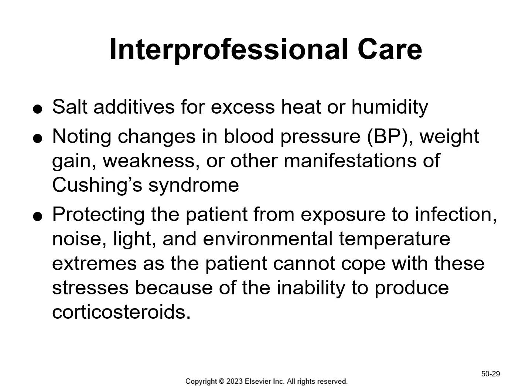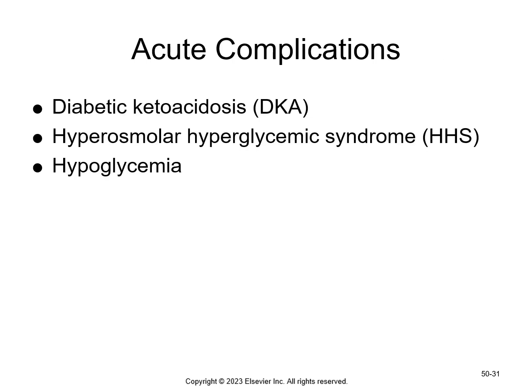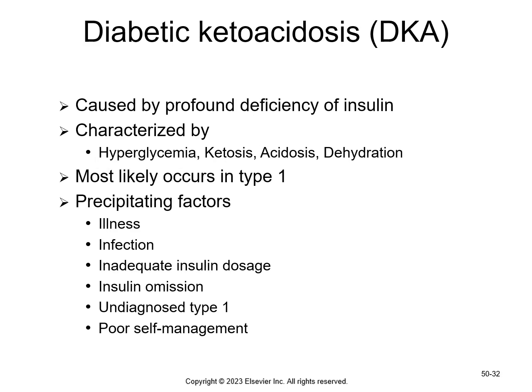Next one is diabetes. So you've already learned about diabetes in your 420. Now we're going to look at the acute complications of diabetes. So first one is diabetic ketoacidosis, then hyperosmolar hyperglycemic syndrome, and hypoglycemia are the three acute complications of diabetes mellitus. Let's look at diabetic ketoacidosis. This is usually seen in patients with primary type 1 diabetes, where there is a deficiency of insulin, which is characterized by hyperglycemia, ketosis, acidosis, and dehydration.